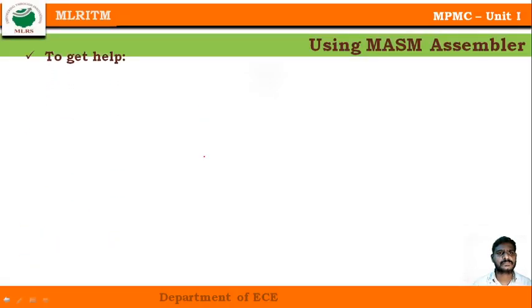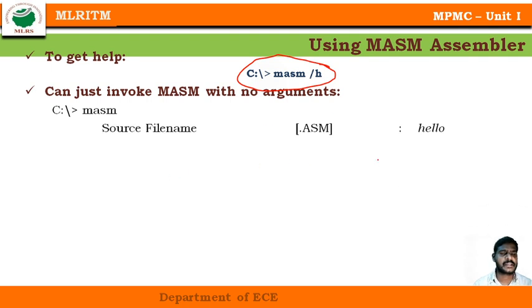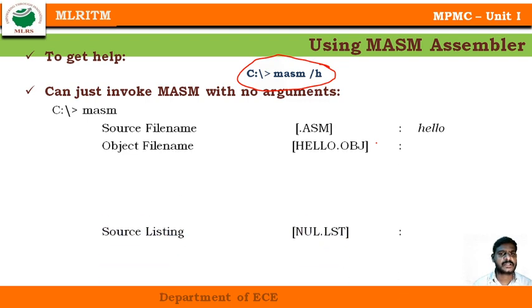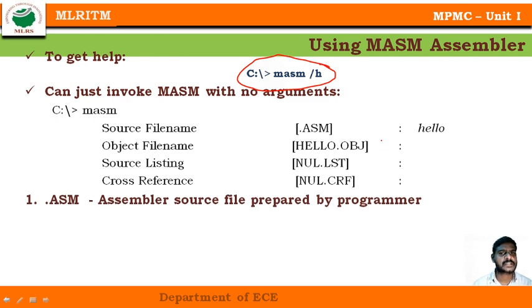Using MASM, to get help, after installing MASM you can write c:\masm /h, a command which gives the help. You can just invoke MASM with no arguments, which means just write c:\masm so that MASM will start running. If you give a source file, any file name .asm, then it will produce an object file, source listing file and cross reference file. So ASM is nothing but the assembler source file prepared by the programmer.